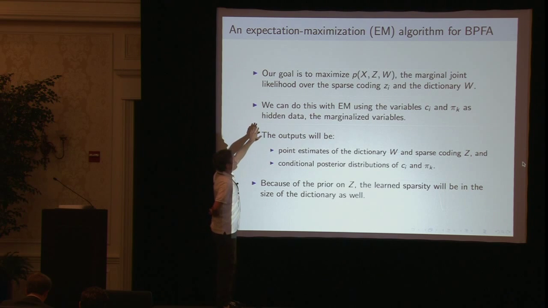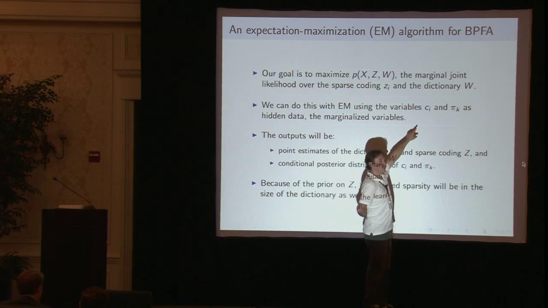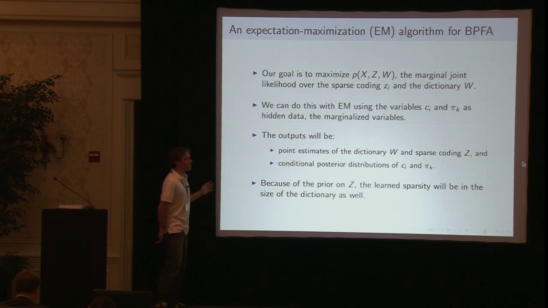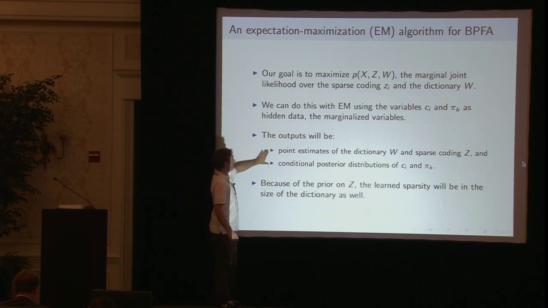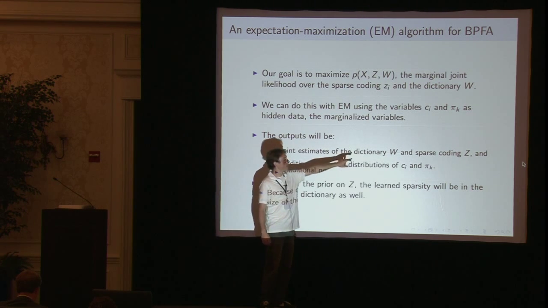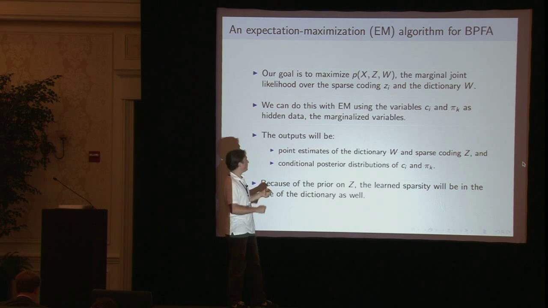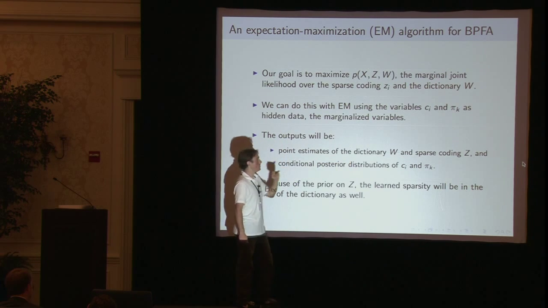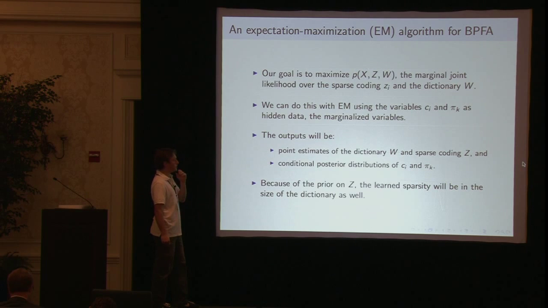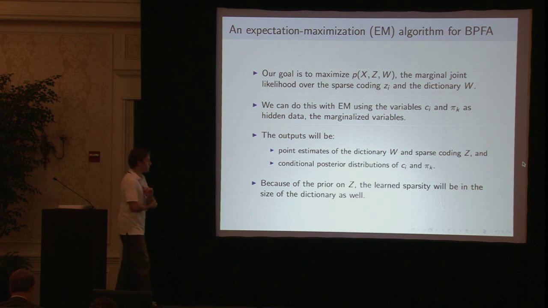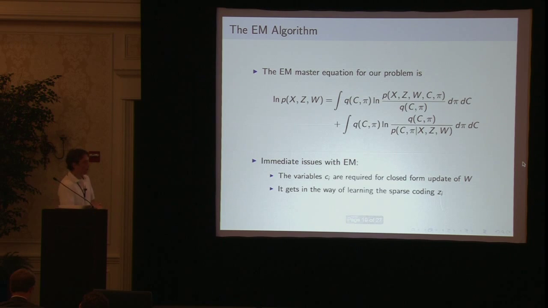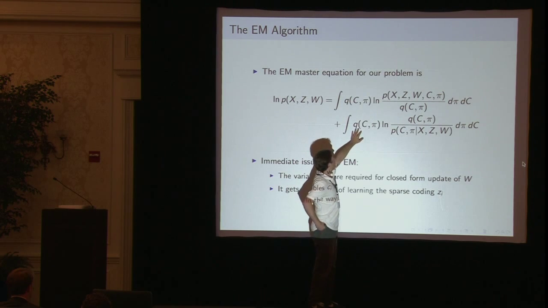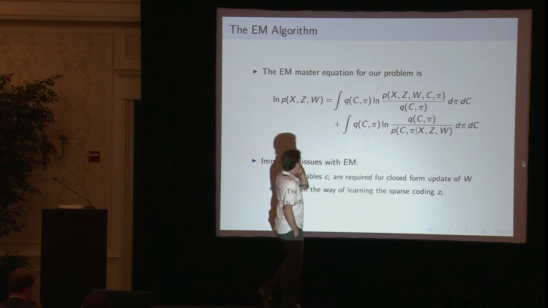So we can do this with EM, where we treat the weights on the sparse coding and the probabilities of the dictionary elements as being the hidden marginalized variables. And so the outputs of this EM approach will be point estimates of the dictionary and the sparse coding, so 0, 1s and the actual dictionary, and conditional posteriors of the weights on those non-zero, on those used dictionary elements and the probabilities of their use. And so here's the EM master equation. This is what we want to maximize. This makes it easier. We add these Q distributions on the things that we want to integrate out.